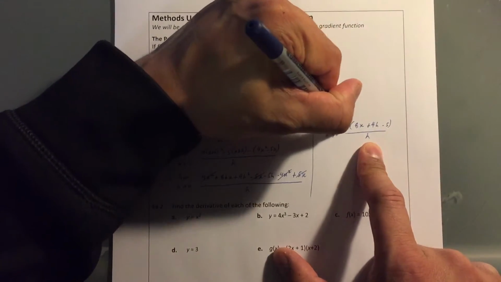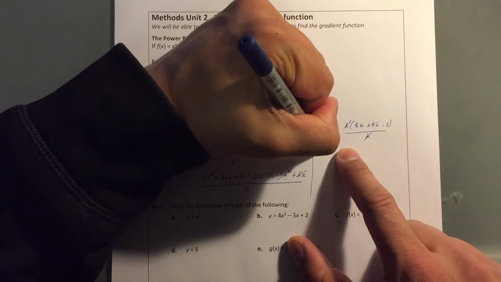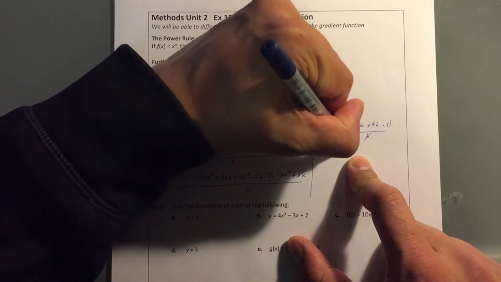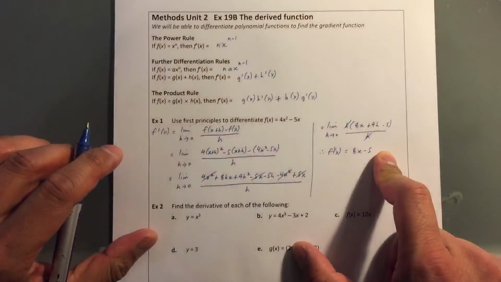The h's will cancel, and so as h approaches 0, we can say that the derivative is 8x take 5.